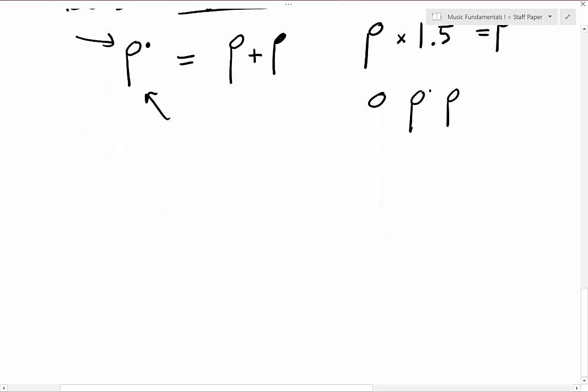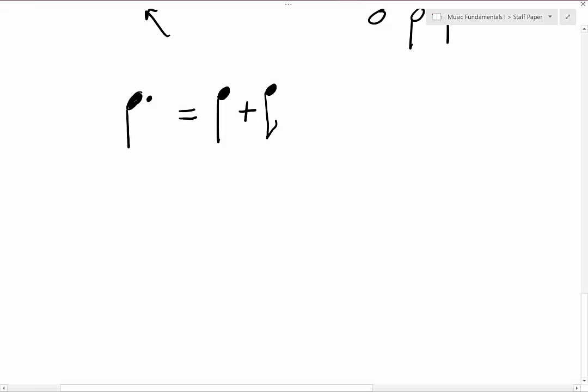So we can do this with any of our standard note values. We did a quarter note with an augmentation dot. That would be like taking a quarter note and adding half of the value of a quarter note, which is an eighth note, to it. So again, we can do this with any of the values.